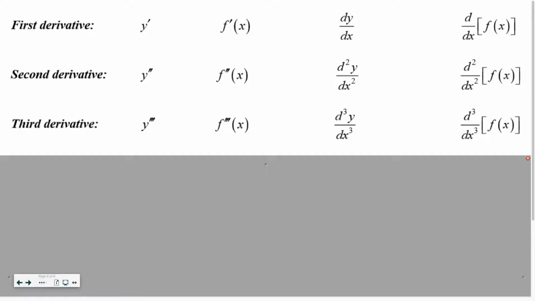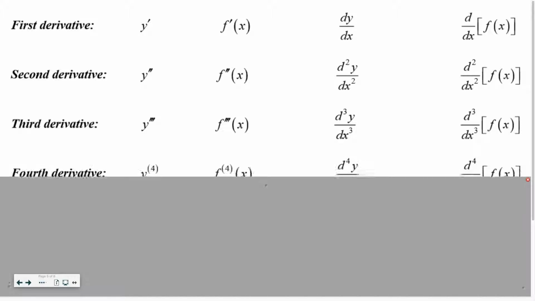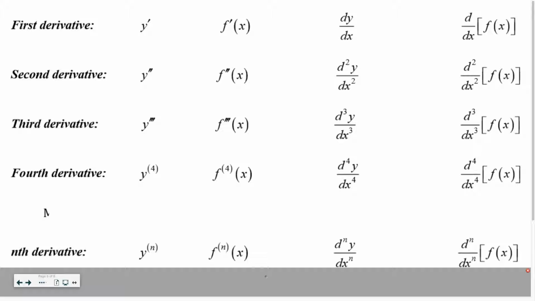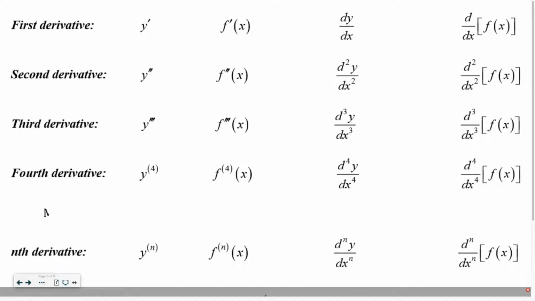Now, is it going to be efficient if I'm taking the 17th derivative? Y prime prime prime prime prime prime prime... No. So once you get to the 4th derivative and beyond, then in parentheses, it's not an exponent. Instead of saying prime prime prime prime, we put that number in parentheses.